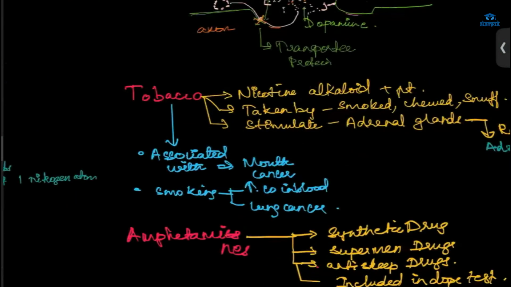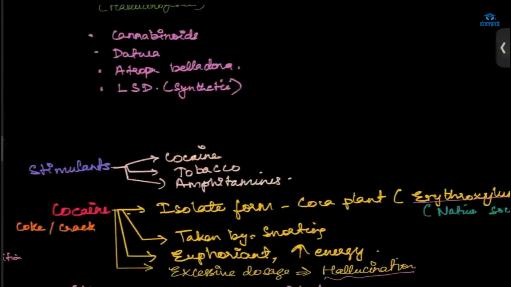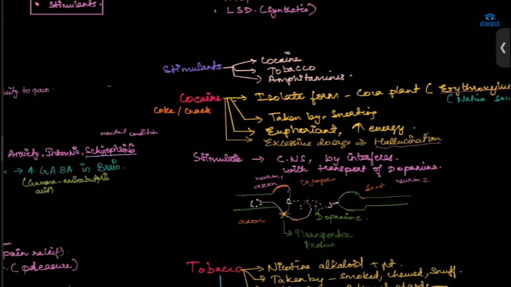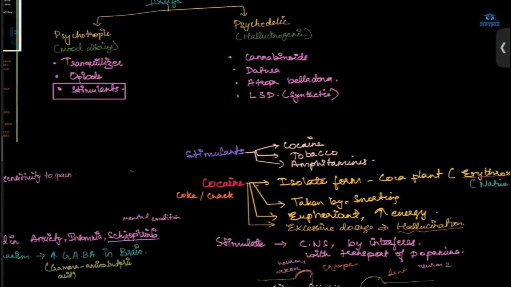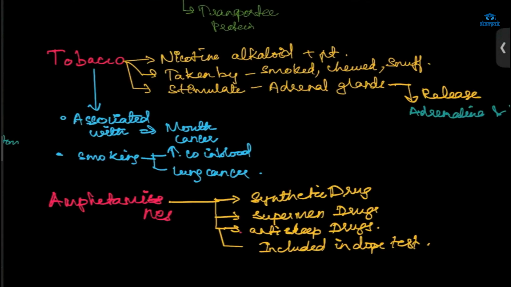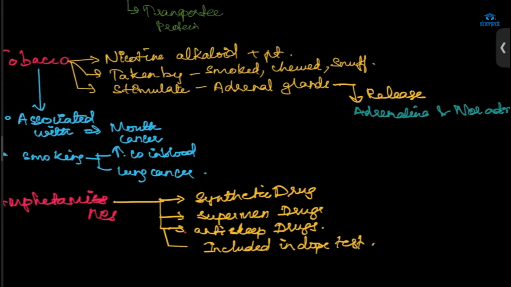Next, we have tobacco, and this tobacco comes under which category? Stimulants, and here stimulant means psychotropic. A nicotine alkaloid is present, and it is taken smoked, chewed, or as snuff. Snuff is like snorting. What does it do? The adrenal gland releases adrenaline. What is the work of adrenaline in an emergency condition?